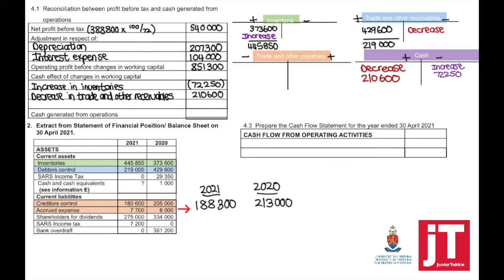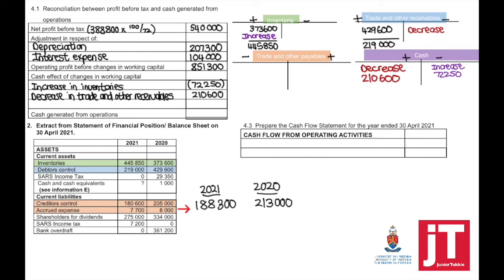But now, what do I include in my calculation? Everything is included except for shareholders for dividends, SARS income tax, and bank overdraft. Shareholders for dividends, we're going to use in calculating dividends paid. SARS income tax, we're going to use it to calculate income tax paid. Bank overdraft is going to be used in the net change in cash and cash equivalents.